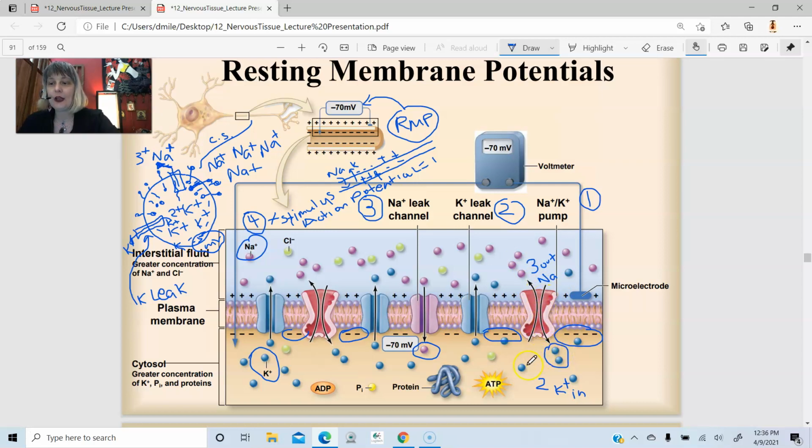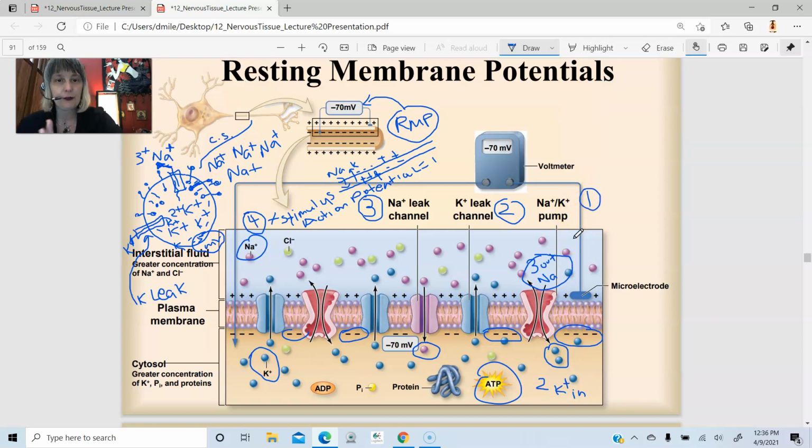How does this happen? 3 sodiums are chucked out, okay? Two potassiums are chucked in. This is going to require ATP. That's why it's called the ATPase sodium-potassium pump. It's active transport, okay? So what this pump specifically does is it takes 3 sodiums, like I said, you see the arrow here, 3 sodiums out. That's why I wrote this over here so you can read it and understand that 3 sodiums, 1, 2, 3, are chucked out and then 2 potassiums are chucked in. ATP is used. That's called the sodium-potassium pump.